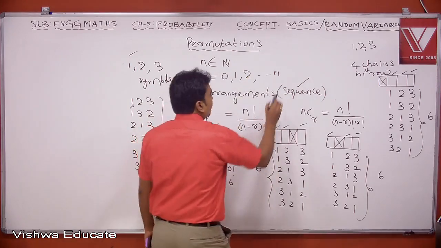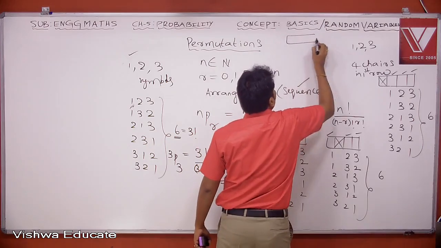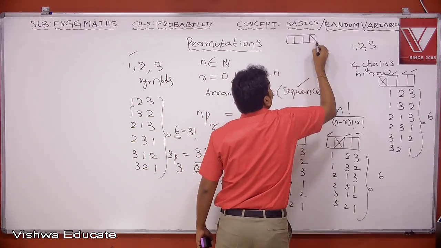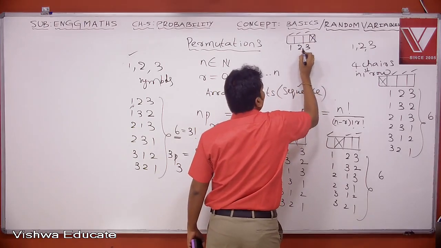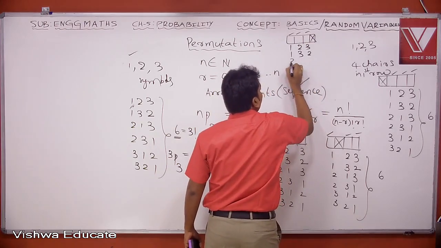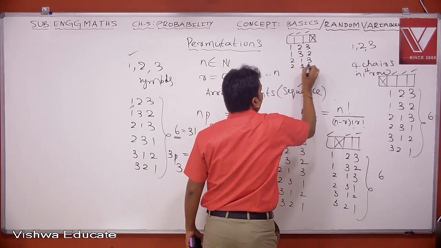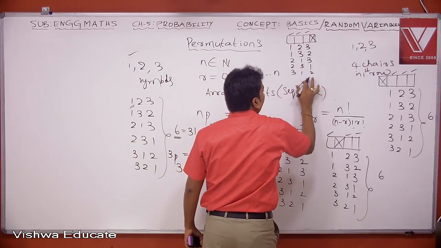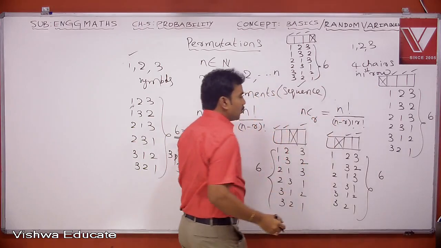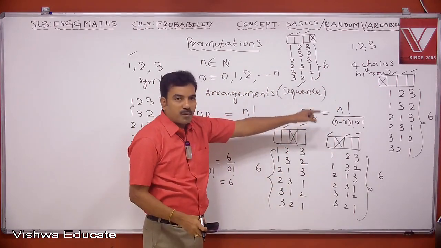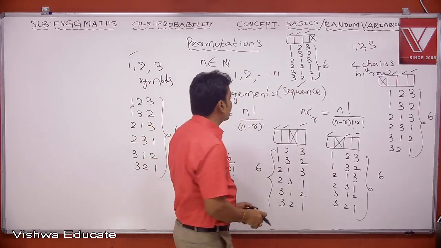Suppose they don't want to sit in the last chair, but they want to sit in these positions. So again 1 2 3, 1 3 2, 2 1 3, 2 3 1, 3 1 2, and this is 3 2 1. Again 6 chances. So the total number of chances is 6 plus 6 plus 6 plus 6. In total it is 24.